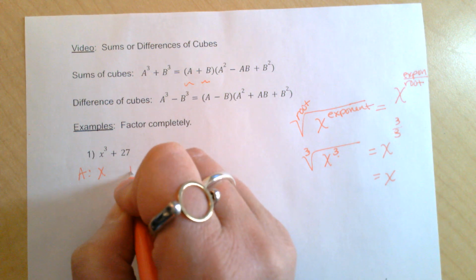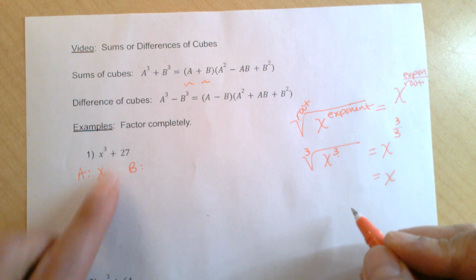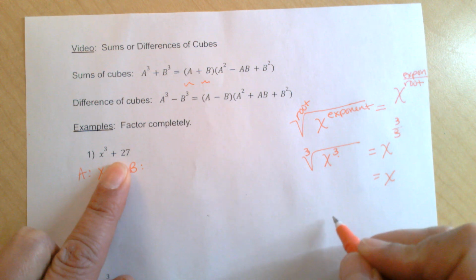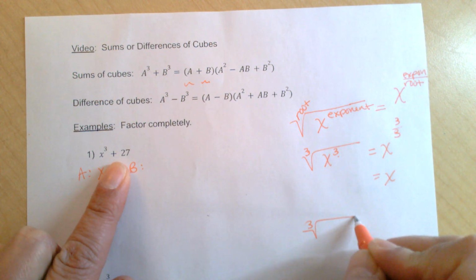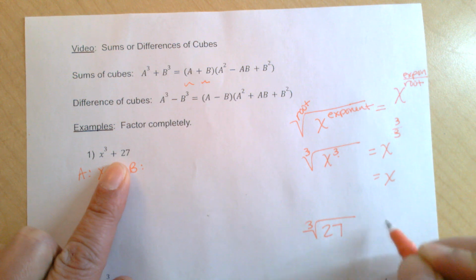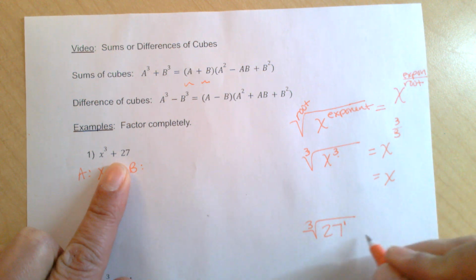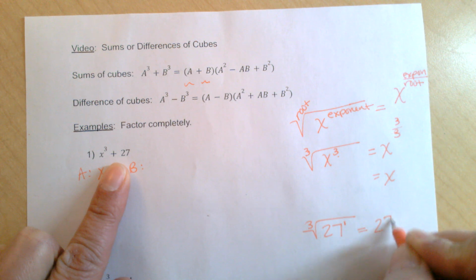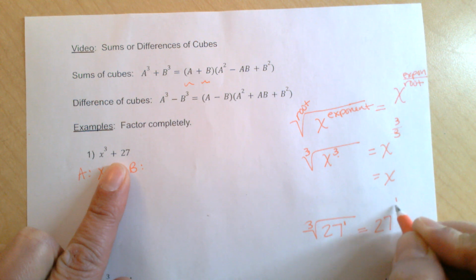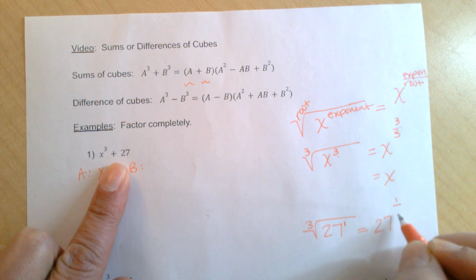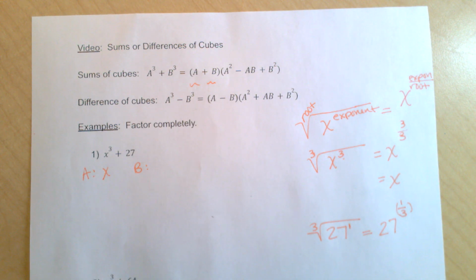Let's look at b. So now b we know is going to come from 27. So we need to take the cubed root of 27. Now we can do it in the calculator. This is really 27 to the first power. So we could do 27 raised to the exponent, which is 1, over the root, which is 3. And I'm going to show you that on the calculator.